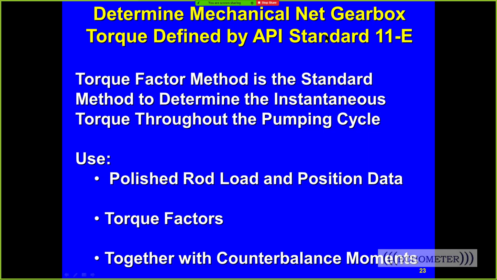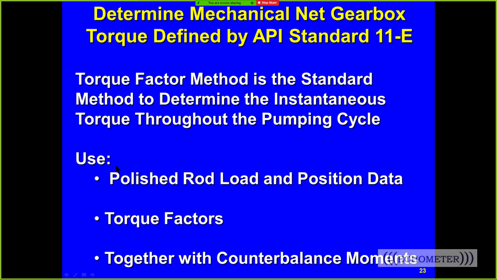All right, now what we talked about next is power to position the weights, and that's fairly simple. We're going to talk about using the API standard 11E. That's an API document that discusses how crank angles are related to position of the polish rod, and how crank angles are related to a thing called torque factor, that we can use the torque factor multiplied by the rod loading, net rod loading, to come up with the rod torque. And so we'll talk about that.